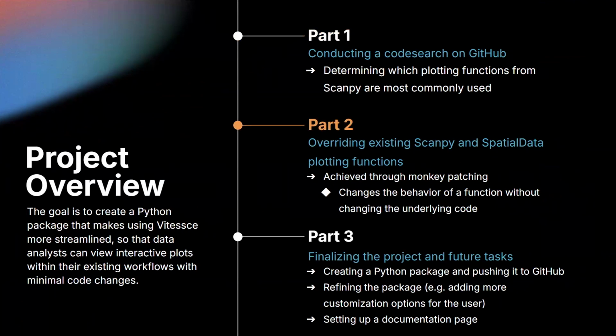Part 2 is the bulk of the coding portion, where I overrode existing ScanPy spatial data plotting functions through monkey patching. Monkey patching changes the behavior of a function without changing the underlying code, sort of like writing your own recipe and stapling it on top of the old recipe. Part 3 is finalizing the project and it's where I am currently. This includes creating a Python package and pushing it to GitHub, refining the package, and setting up a documentation page.